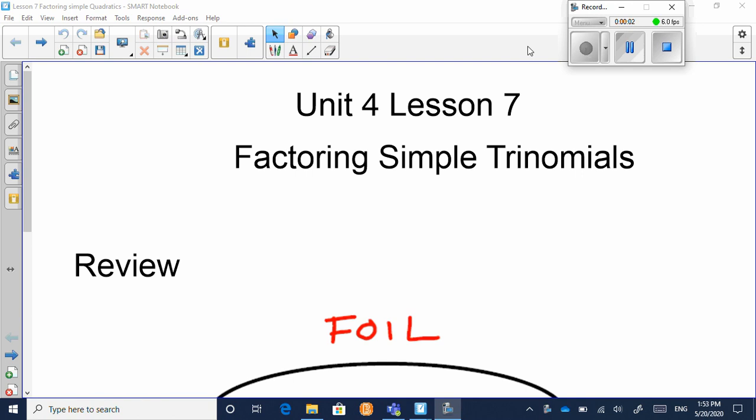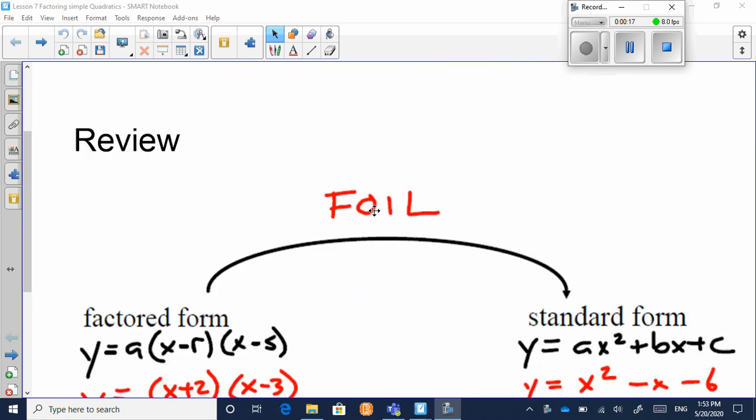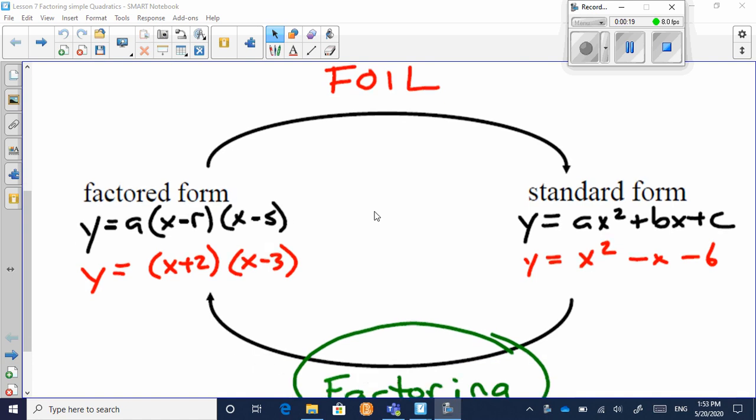Hi, everyone, and welcome to Unit 4, Lesson 7. What I'm going to show you is the next step in factoring these trinomials. Just as a review, what we've been learning about these parabolas, or these quadratics, are the different forms, the factored form versus the standard form.